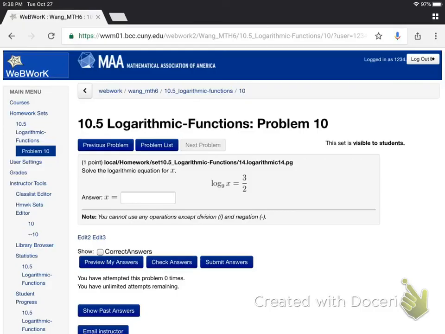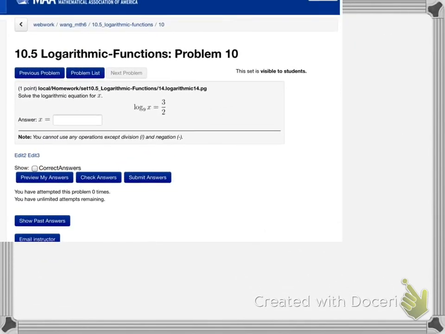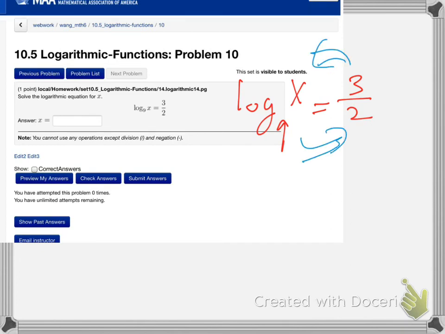The last question. So basically, we just need to know the definition of log. For the last question, we have a rational number here, so let me rewrite it. Log 9 of x is 3 over 2. So again, use our circle. 9 to the 3 over 2 power is x.